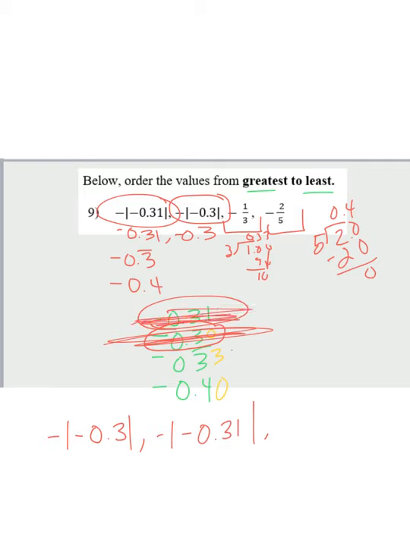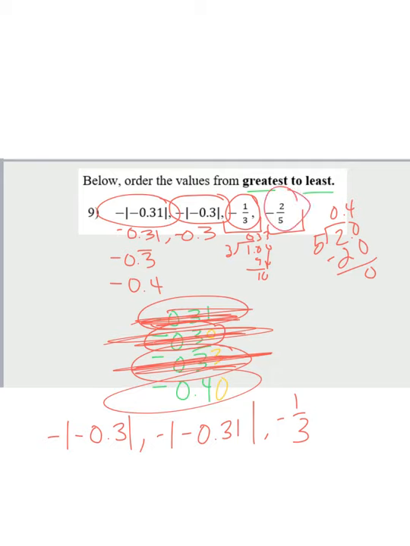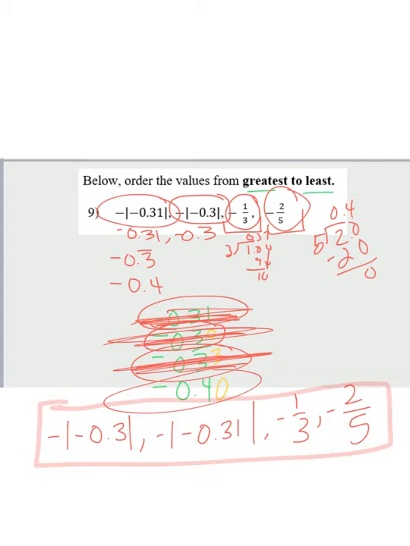My next number would be this guy here, which is my repeater. That one was originally written as -1/3, so -1/3. And then my last number, my smallest number here, is this guy, which was written as -2/5. Okay, and we are done. So that is our numbers in order from greatest to least, or greatest to smallest.